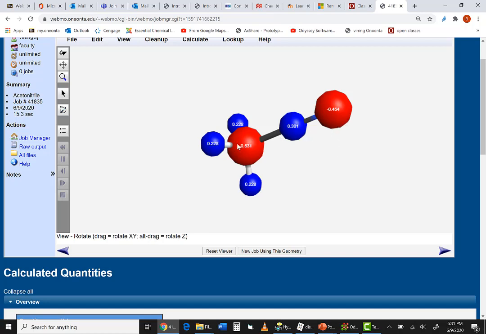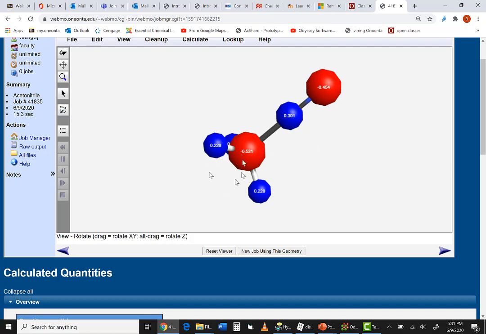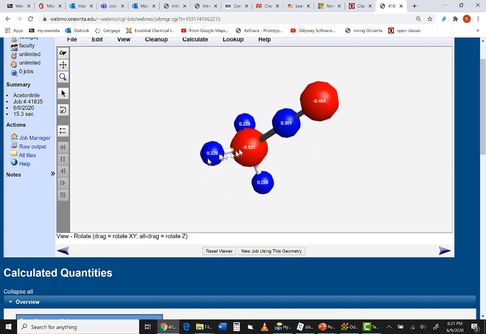Red stands for negatively charged atoms. Blue stands for positively charged atoms. The nitrogen here is negative because it's more electronegative than the carbon next to it. The carbon here is negative because it is more electronegative than the three hydrogens next to it. So this carbon is accepting electron density from these less electronegative hydrogens, so the hydrogens are positive and that carbon is negative. This nitrogen is negative because it's accepting electron density from that carbon, because it's more electronegative than it. So you can tell a lot about the electron distribution in the molecule from doing these calculations.